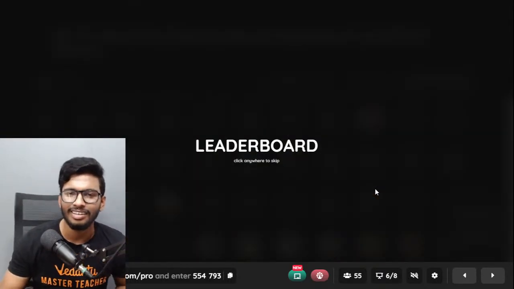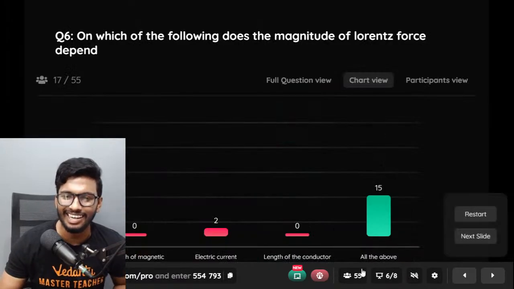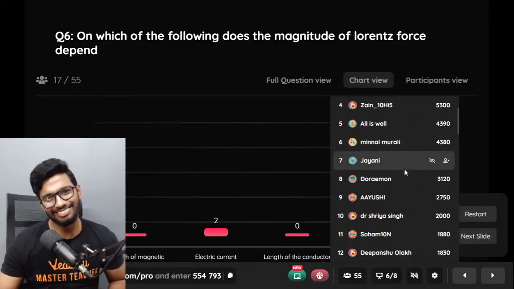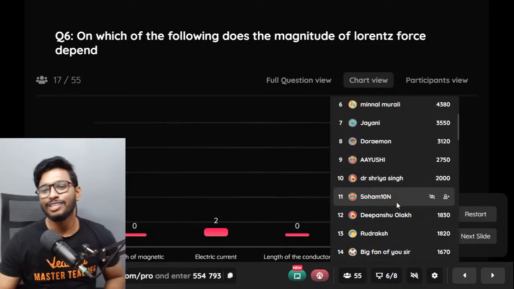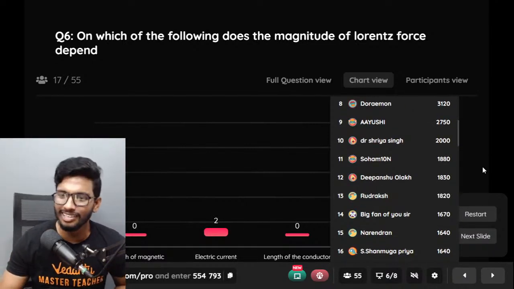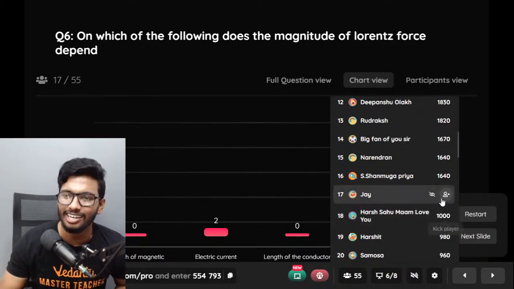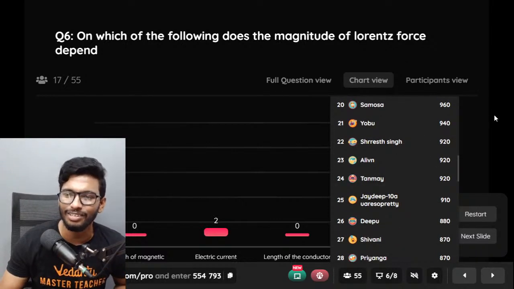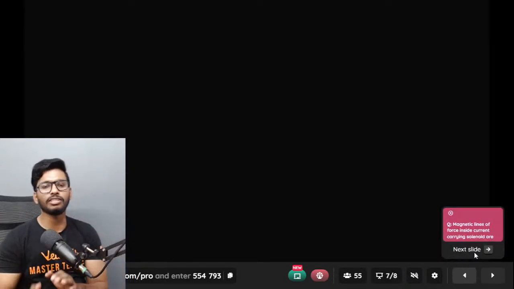Leaderboards. At this point in time, we have KV, Devadarshini, AKR sir, Zain, all is well, Minnal Murli, Jayani, Doraemon, Ayushi, Dr. Shriya Singh, what's up, Dr. G? Soham, Dipanshu, Rudransh, big fan, thanks a lot. Narendran, Shanmuga, followed by Jay, Harsh, Harshit, Samosa, Yabu, Shresht, and Alvin. It goes on and on. Super awesome, guys. 15 of you got the right answer. That is fabulous.